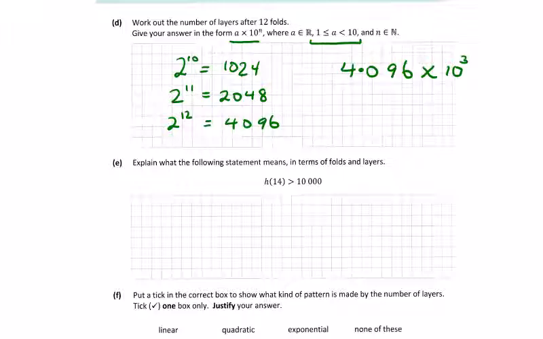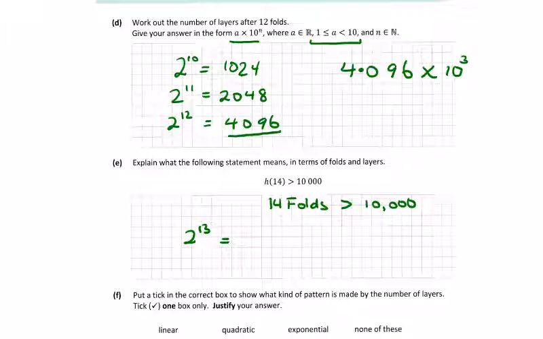And explain what the following statement means in terms of folds and layers. Well, after 14 folds the number of layers is greater than 10,000. Is it? Let's have a look at 2 to the power of 13. It's going to be 8192, and then 2 to the power of 14 is going to be 16,000, and that's going to be just less than 400.